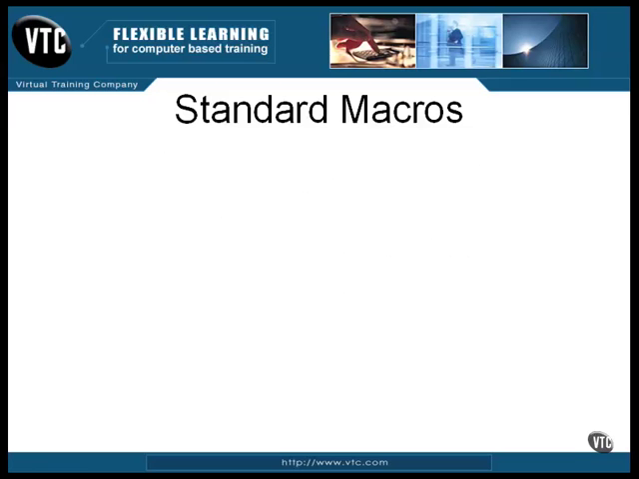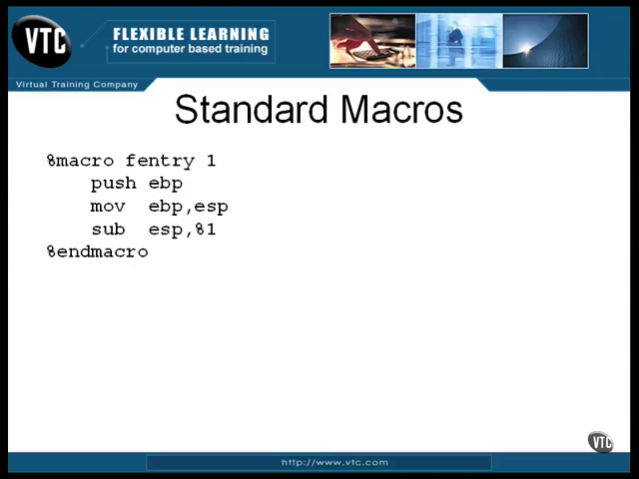Here's a way to write a similar macro. This example accepts 1 argument. You can specify the number of bytes of local workspace inside the function. When you expand the macro, whatever you specify on the line will replace the %1 inside the macro.